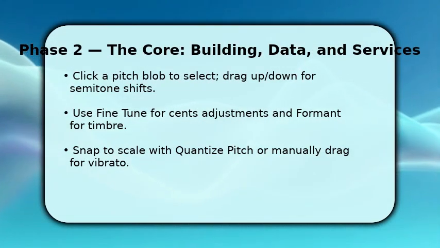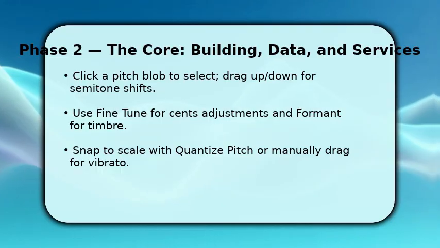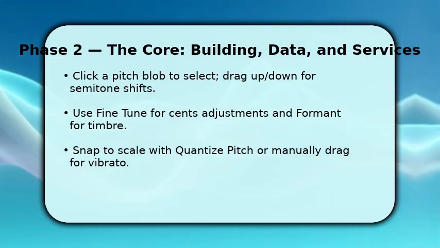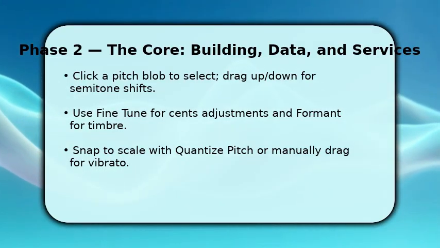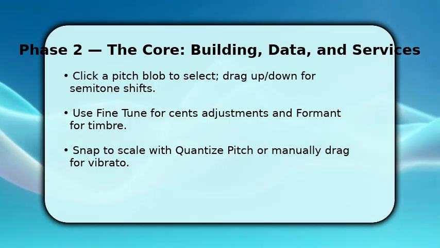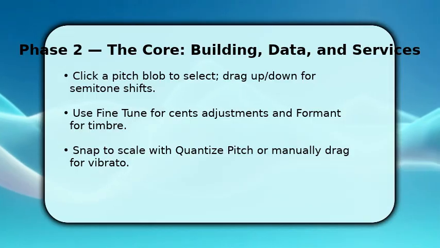Click a pitch blob to select it, then drag vertically to change by semitones. This is fast for corrective shifts. Use the fine-tune control to nudge by cents when you need subtle intonation, and adjust formant to keep the vocal timbre natural when shifting large intervals.